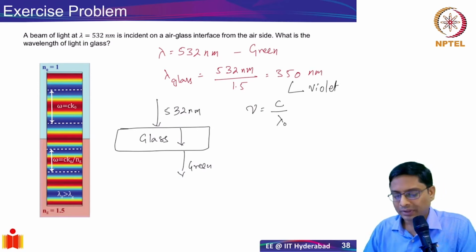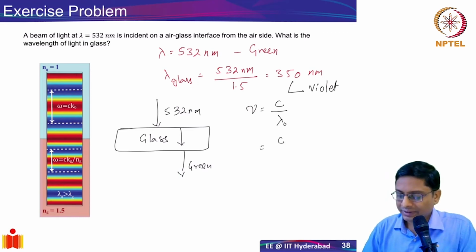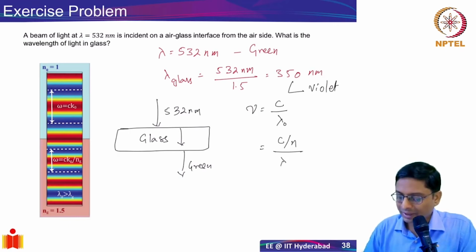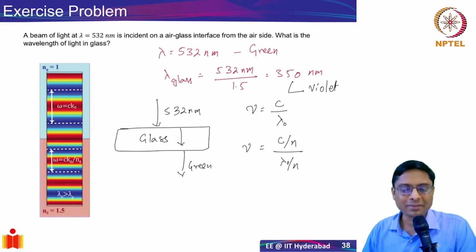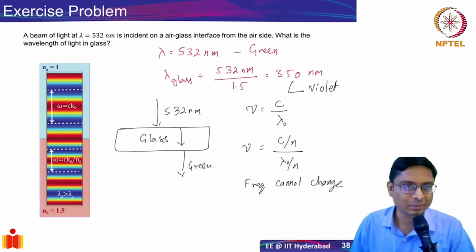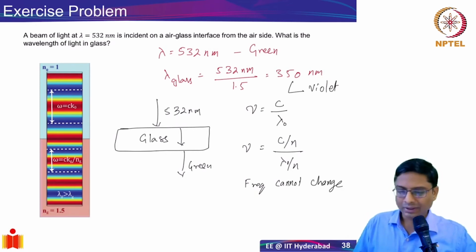Now, what happens when you go into a medium? Two things happen. The speed reduces by n, and the wavelength also reduces, to lambda naught by n, and because of that, the overall frequency remains the same, as it should be. Frequency cannot change just because the light is incident on a particular medium. All right, so this is how it is.